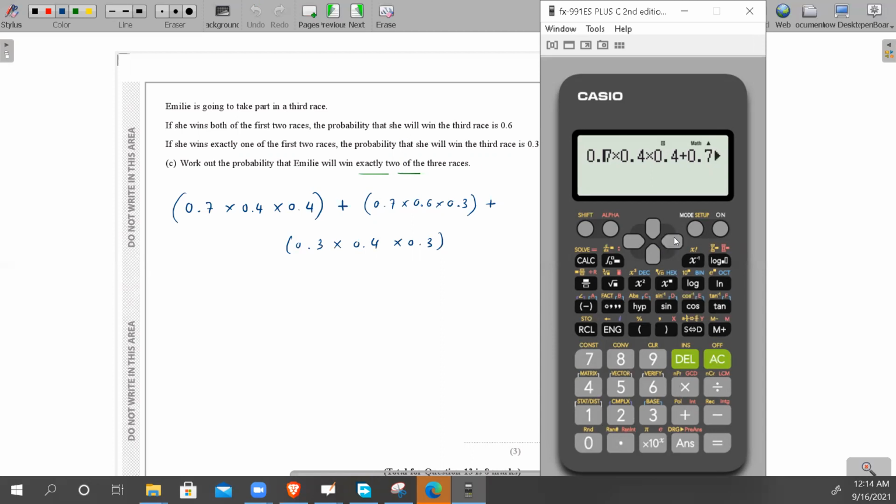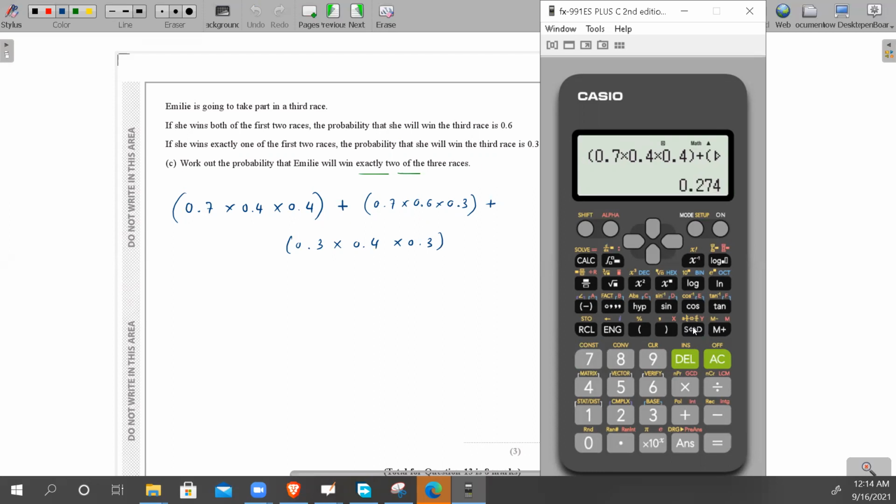So just check it out again. 0.7 into 0.4 into 0.4. If you want, you could give brackets around this, but it's not actually necessary because the calculator identifies in the middle of multiplication, the plus is a separator. So anyway, if you feel it's confusing, you could give a bracket or you could find each part separately. 0.7 into 0.6 into 0.3 plus 0.3 into 0.4 into 0.3. So you could get each of these probabilities separately and add it. Okay, so you could do that, or you could get it exact directly like this.